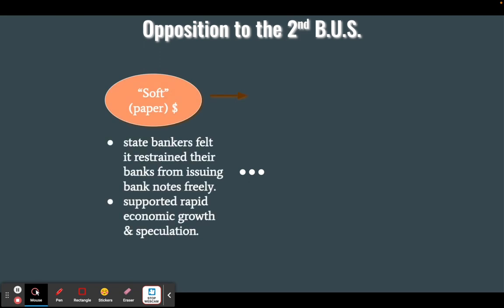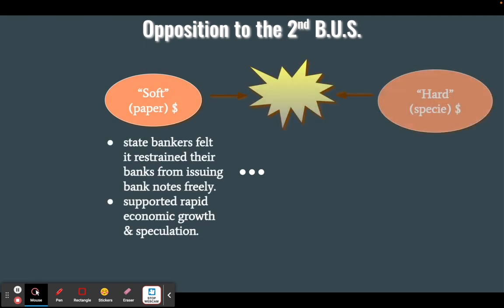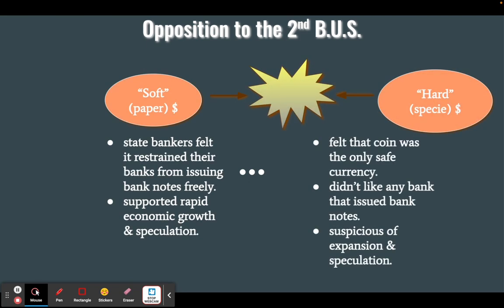So the opposition to the bank was an opposition between soft paper money and hard money. Soft money is your paper money, right? So state bankers felt that the bank restrained their banks from issuing banknotes freely. This helped support economic growth and speculation. However, a lot of people in finance believed that paper money was not real. We needed the hard coin specie, like gold and silver. That was the only safe currency.